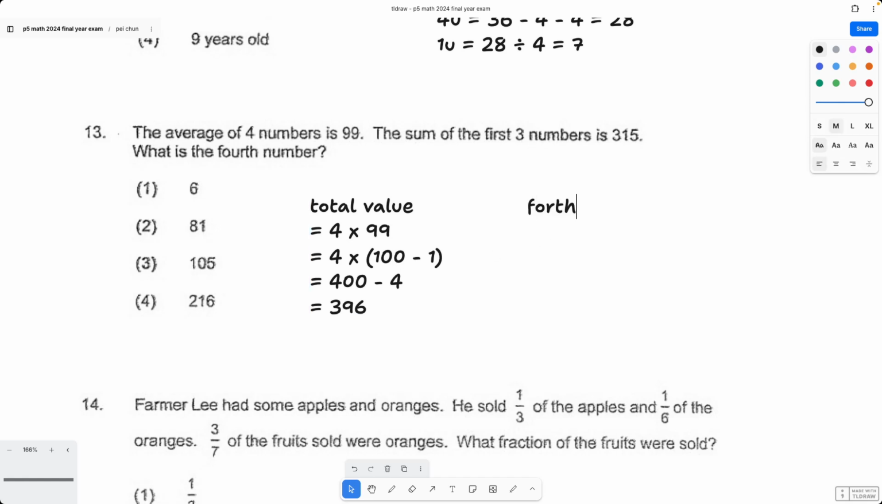So the fourth number is equal to 396 minus 315. Okay, and what will be the number? 96 minus 15 is 81.